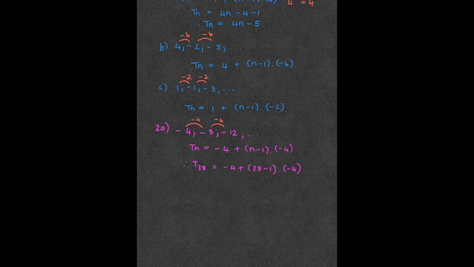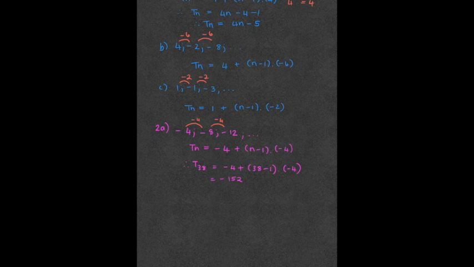All we have to do from here is basic arithmetic. It's going to be -4 plus 37 times -4, and we will arrive at an answer of -152. Awesome, well done.